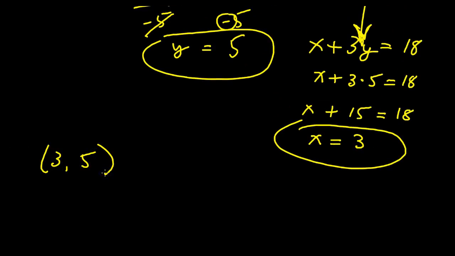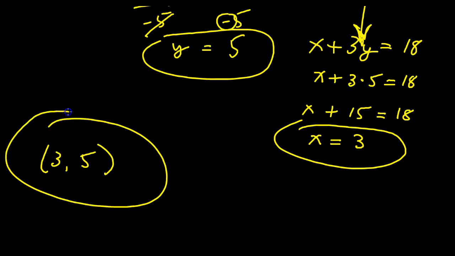Right? And we might want to put our answer in ordered pair form. Either one of these answers is fine: either the ordered pair 3, 5, or the explicit statement x equals 3 and y equals 5. Okay?